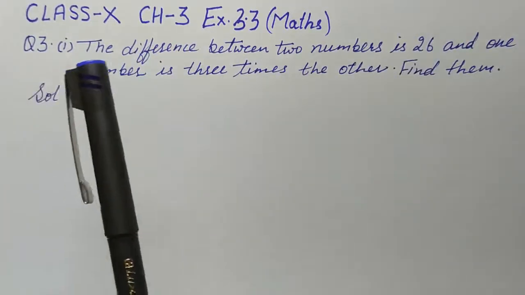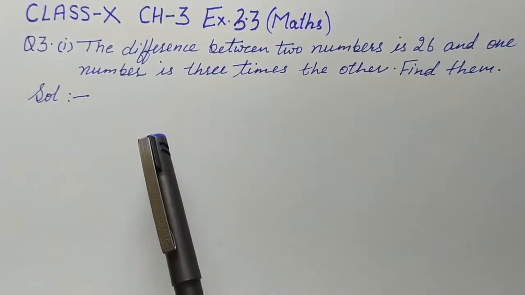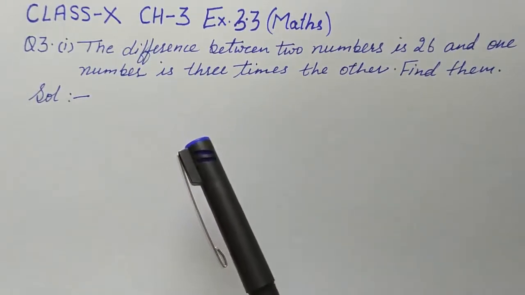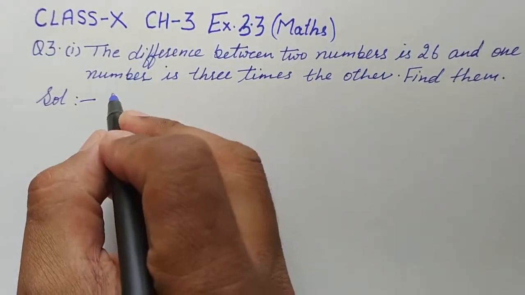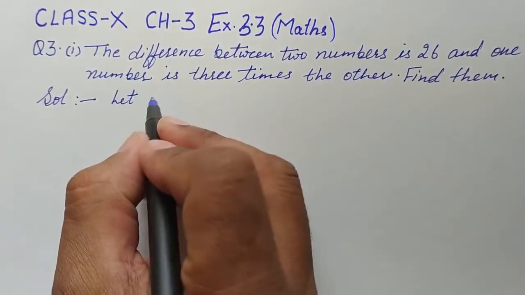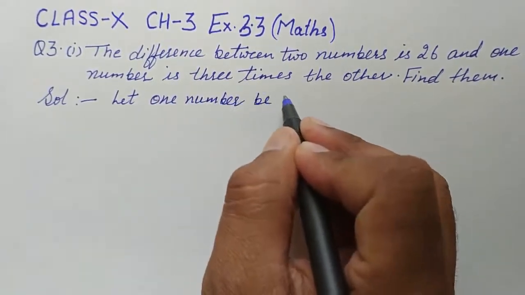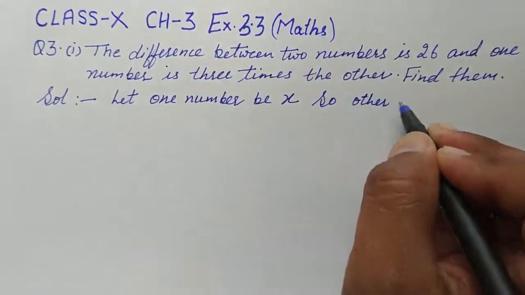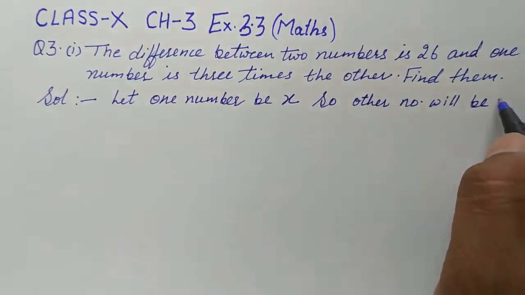It means bigger number minus smaller number is equal to 26. So the bigger number we will have 3x and the smaller will be x. So 3x minus x is equal to 26. This way we will have a linear equation and we can solve that and find the value of x. So let's start. First of all we'll write that let one number be x, so the other number will be 3 times of it, so it will be 3x.